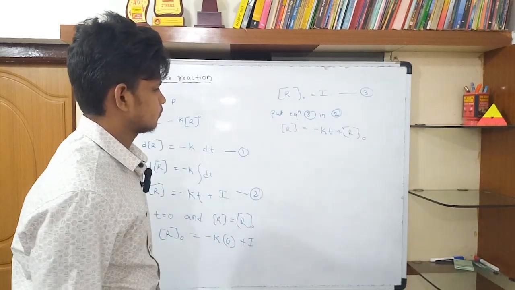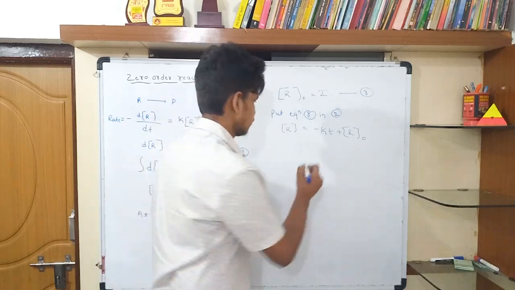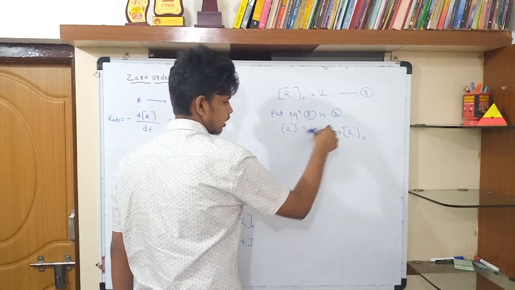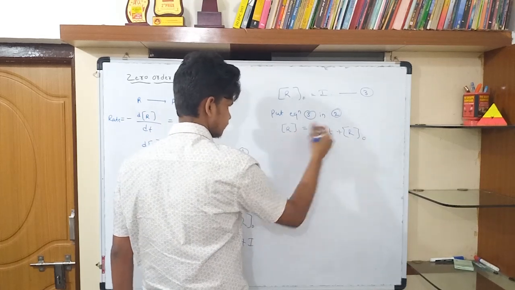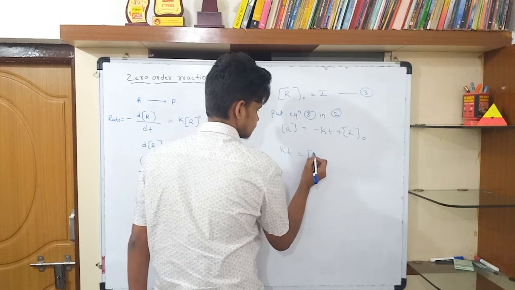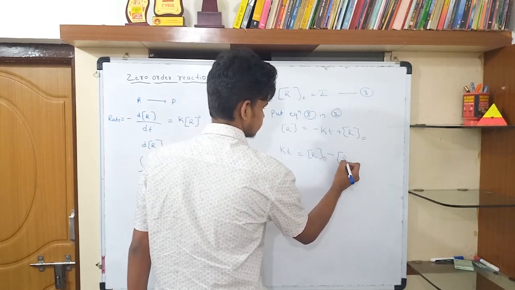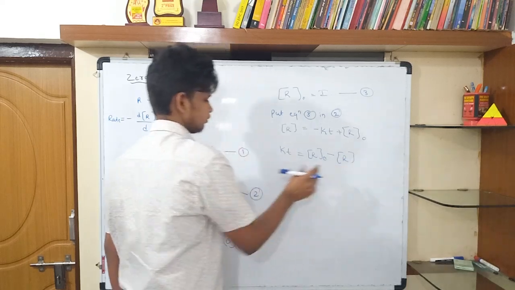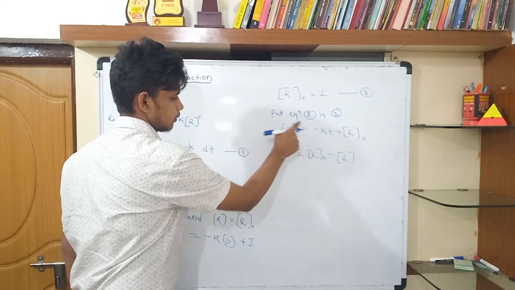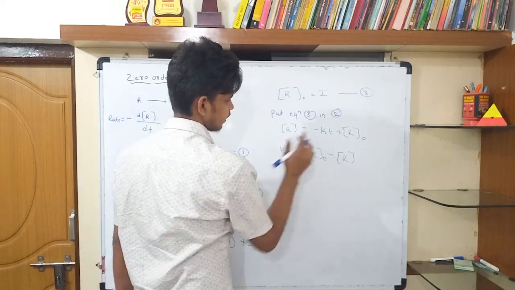After that, we have to simplify for this k. We are finding the value of k. You send this k to this side, this R to that side, the concentration of R to that side. Here kt equals R naught minus the concentration of reactant. Here this is kt. If I take this to this side, it becomes positive because here it is negative. This is positive, so if you send it that side, it becomes negative.